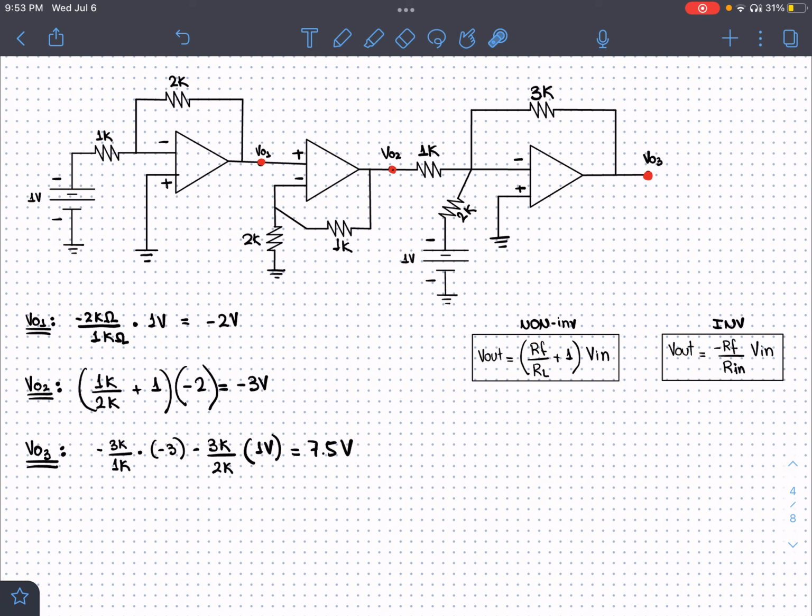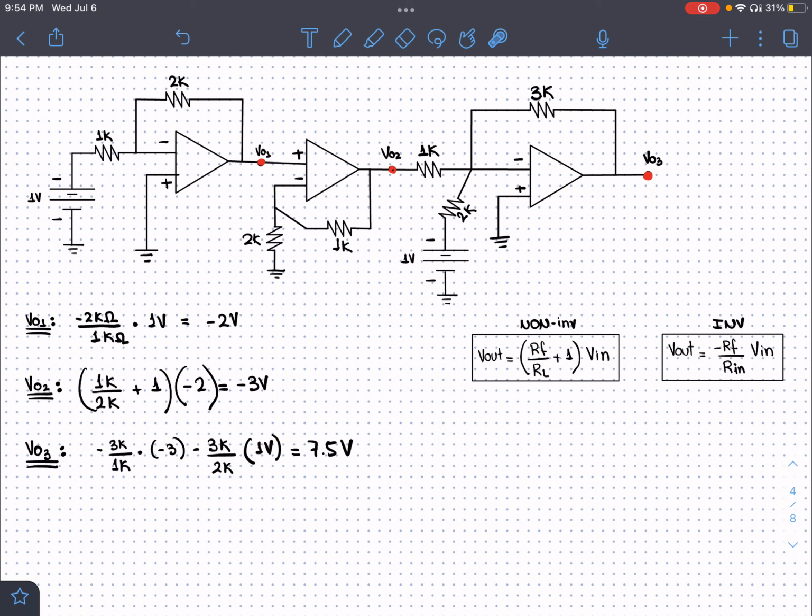So first, minus RF over Rn: minus 3K over Rn, 1K, times Vn. Vn is the one that we got over here, minus 3. And now minus RF over Rn. In this case, this is our input voltage, so this will be our Rn, times the input voltage, 1 volt, equals 7.5.